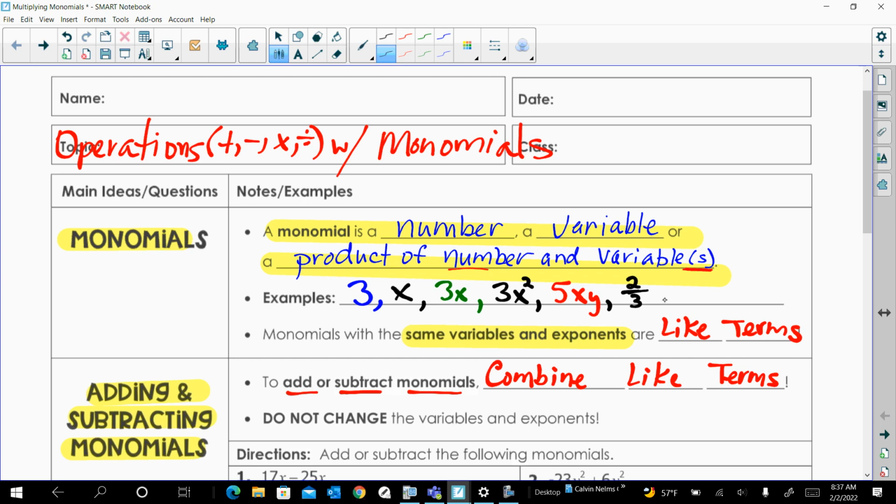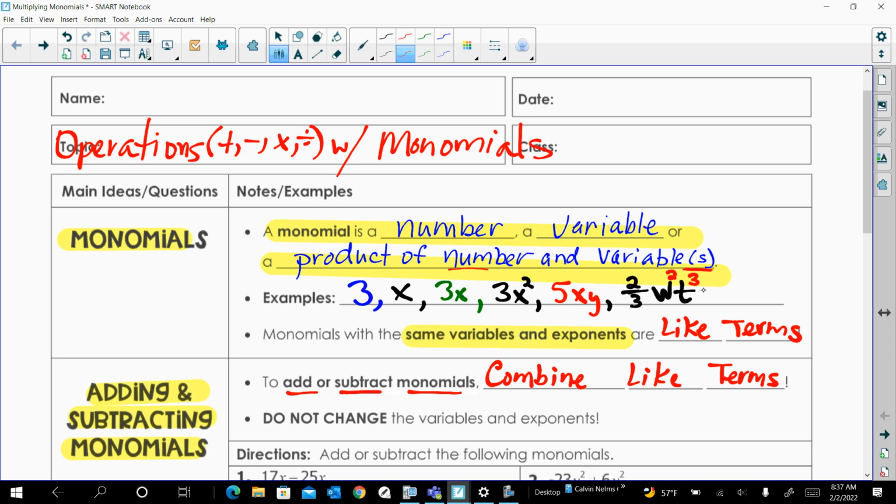Then I could have a variable. So I could have, let's say we do w instead of x, right? I could have more than one variable. Let's say I can have a t as well. And they could also have exponents. So I could say w squared and t to the 3rd. Okay, that's also an example of a monomial.